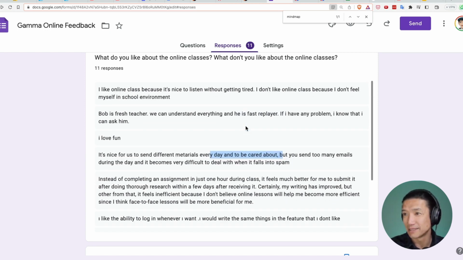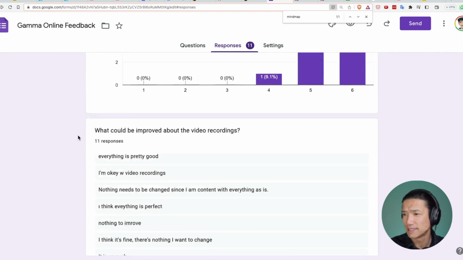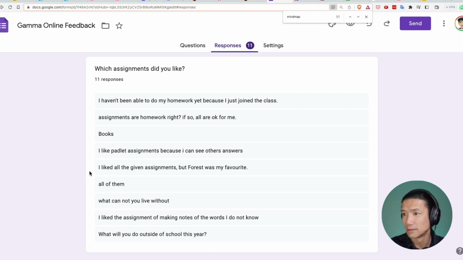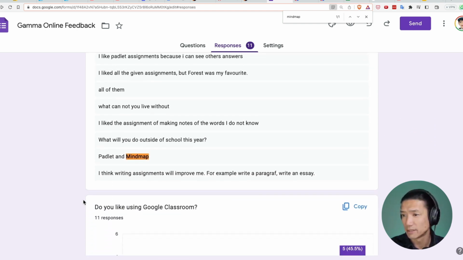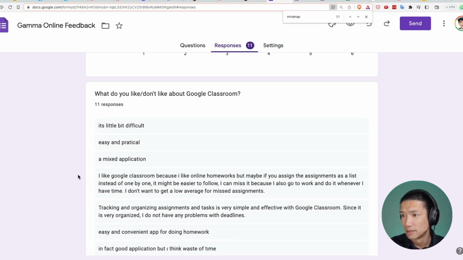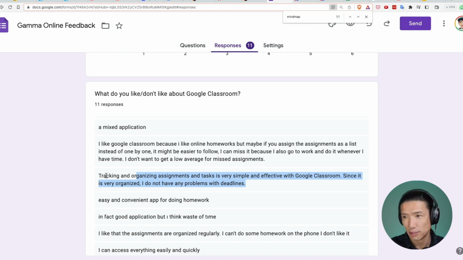To be cared about. Yeah, that's what teachers do. What were they saying? Somebody said, assignments are homework. You can always do your homework, even if it's late. Yeah, write a paragraph. Easy and practical. There's no low averages for missed assignments, don't worry. There is attendance. If you do your work, you also are here, okay? Doesn't matter when you do it.